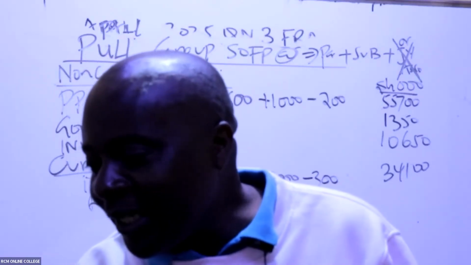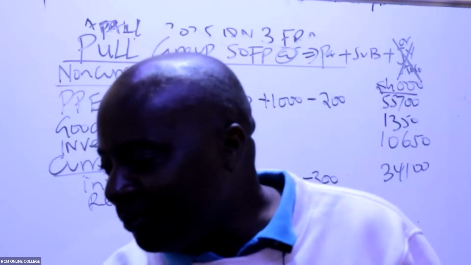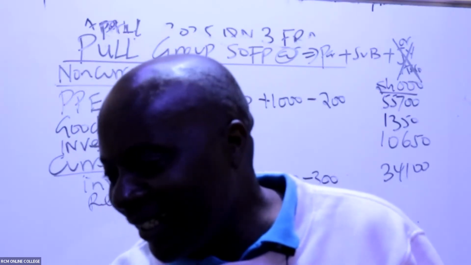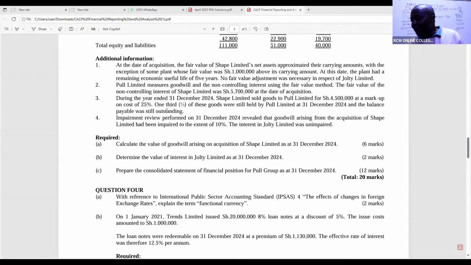So do we have in this case here, ladies and gentlemen, Sasa hapa, do we have any intra owings? Yes, hapa. During the year ended 31st December 2024, Shape Limited sold goods to Pool worth 4,500. So the sale was 4,500. At a markup of this, a third of these goods was still held by Pool by this date, and the balance payable was still outstanding. So what is the balance payable between these group members? It is the whole 4,500.